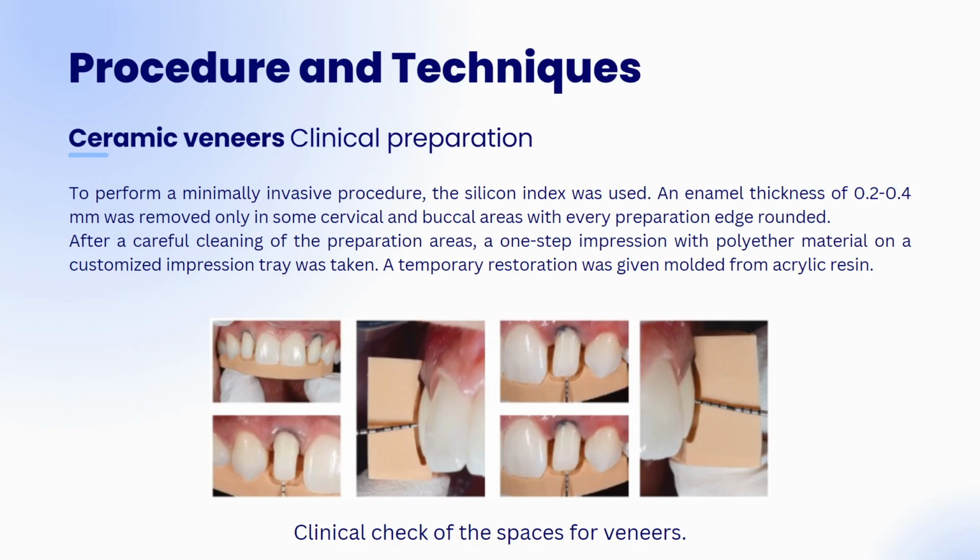For the ceramic veneers and the clinical preparation, to perform a minimally invasive procedure, the silicone index was used. An enamel thickness of 0.2 to 0.4 mm was removed only in some cervical and buccal areas, with every preparation edge rounded. After a careful cleaning of the preparation areas, a one-step impression with polyether material on a customized impression tray was taken. A temporary restoration was given, molded from acrylic resin.